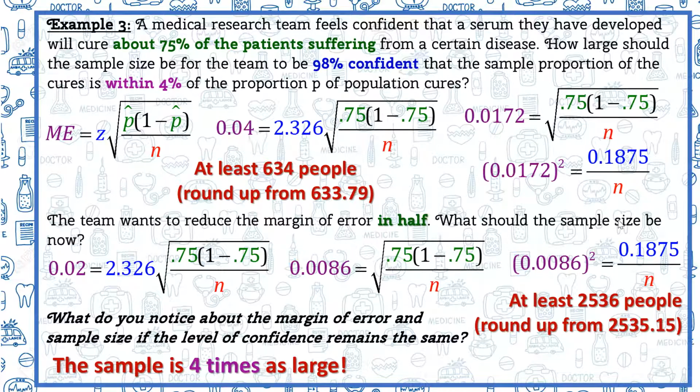So if somebody says, I want to reduce the margin of error by 1/3, what should I do about my sample size? You're just going to multiply it by 9, because again, 3 squared gives me 9. Same thing with maybe 1/4. I want to reduce it by 1/4. Your sample size will need to be 16 times as large. That's how all of those work.